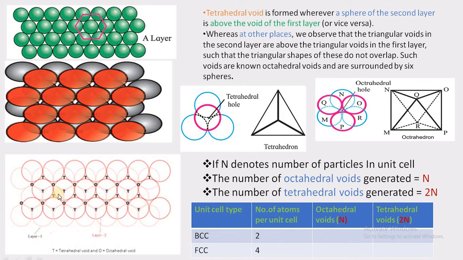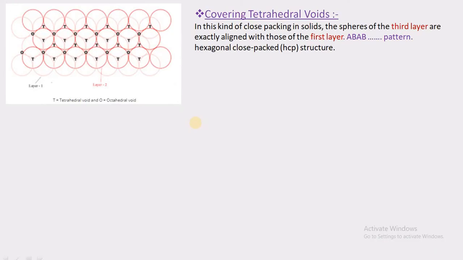We have shown here the first layer and this is the second layer. The atoms of the second layer are fitted in the depressions of the first layer, and we see the formation of tetrahedral and octahedral voids. Now we have to cover tetrahedral voids.